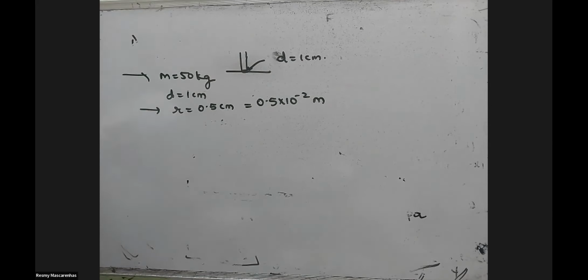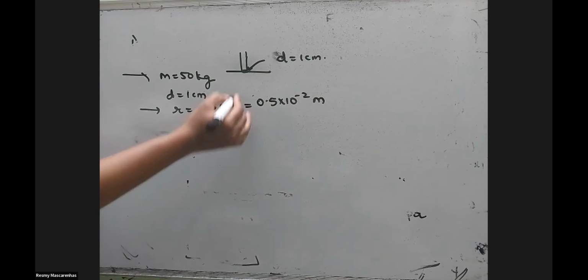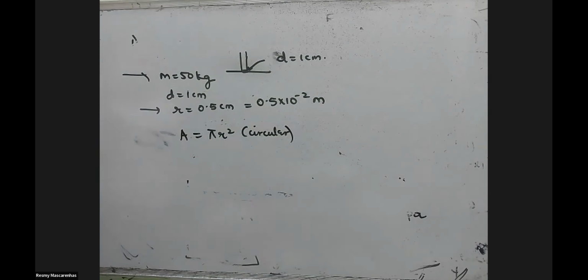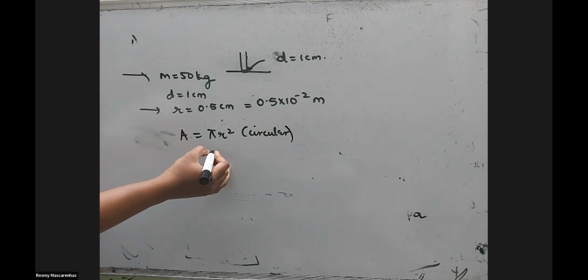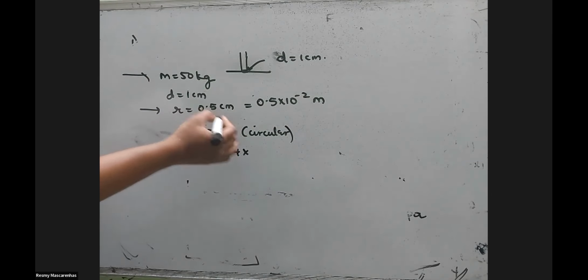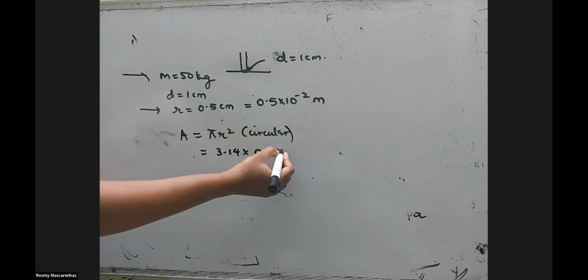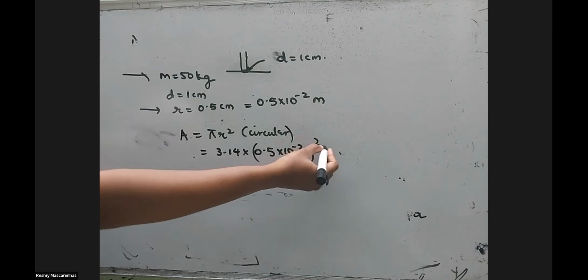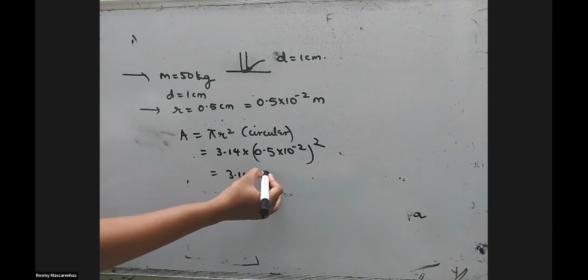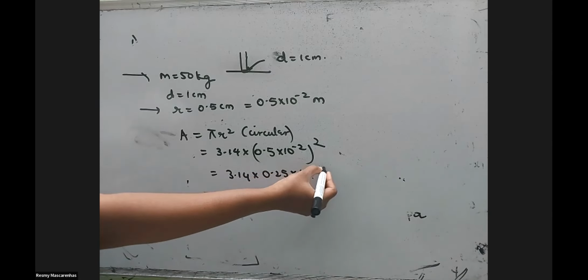So what will be the area? Area will be pi r square because it is a circular heel. So 3.14 into 0.5 into 10 raised to minus 2, the whole square. This will be 3.14 into 0.25 into 10 raised to minus 4 is the area.